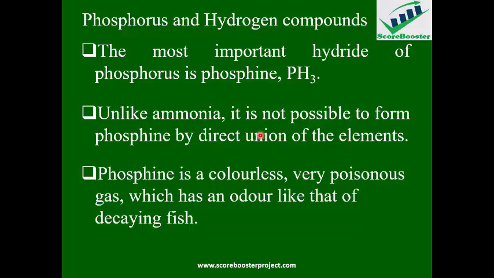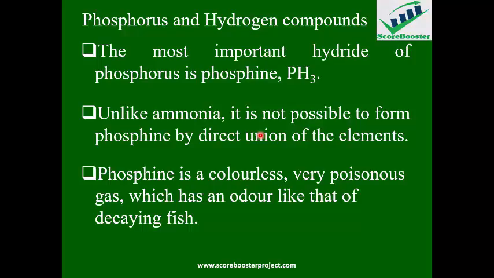One of the differences is that combination of the elements to form phosphine is not possible, but in ammonia it is possible when you just use an iron catalyst, the fourth method just explained. You can combine them together and form ammonia, but in this case it is not possible.